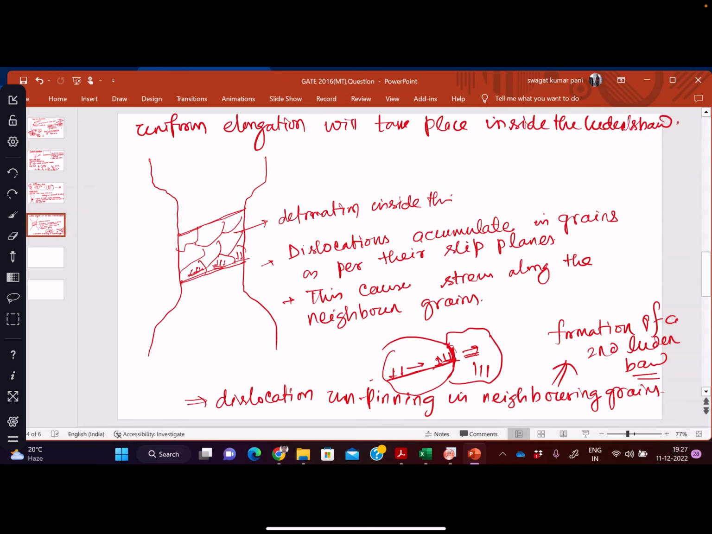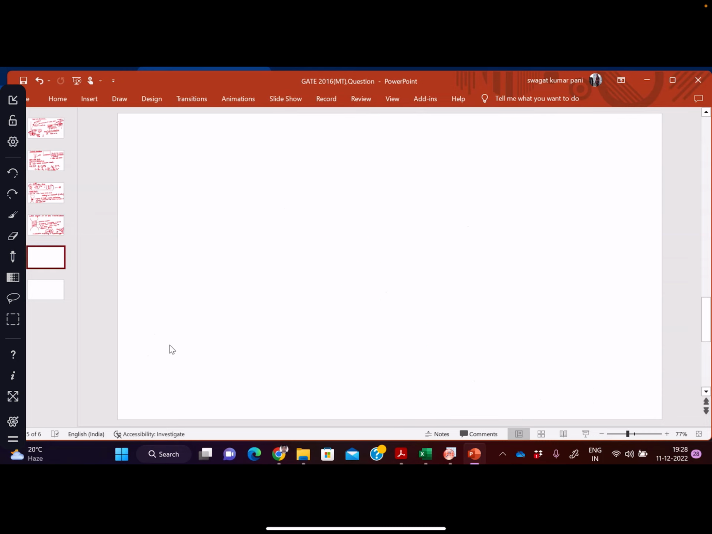Okay, so this is how this forms. First one band will form, then another will form, then another will form, until uniform elongation takes place along the whole gauge section. And sometimes what we see is dynamic strain aging. So what does this mean?